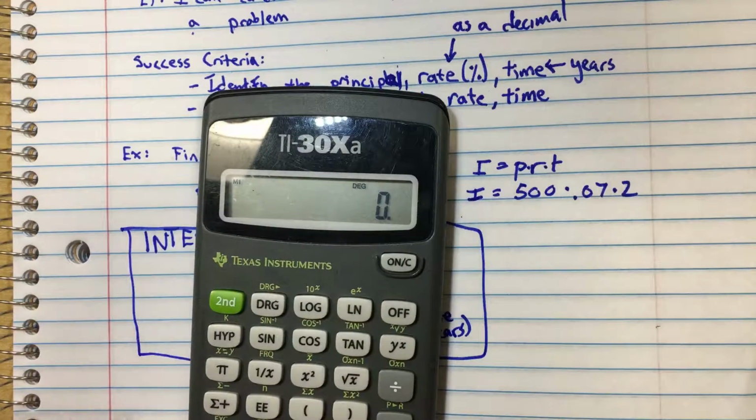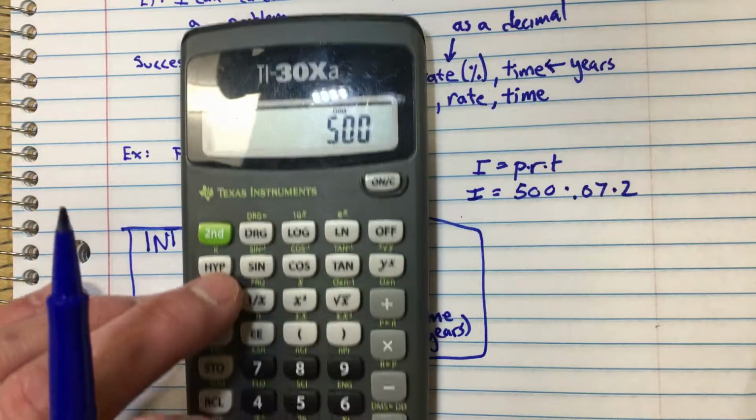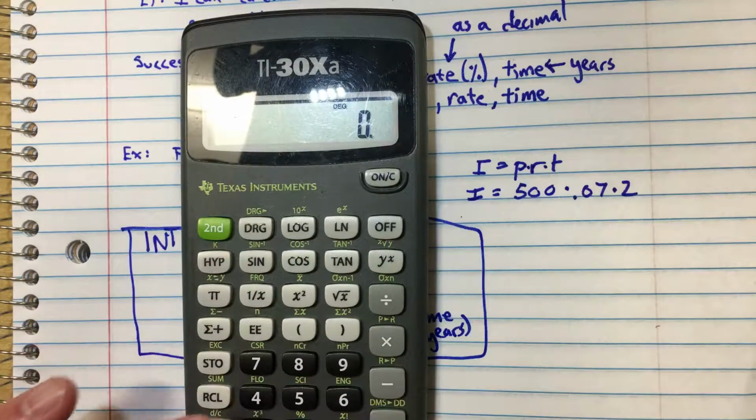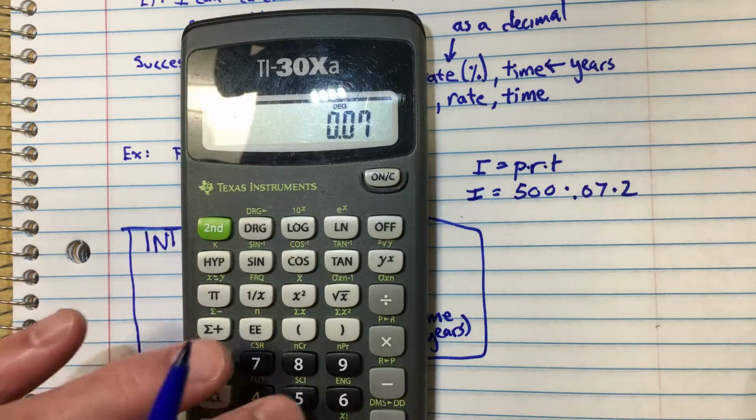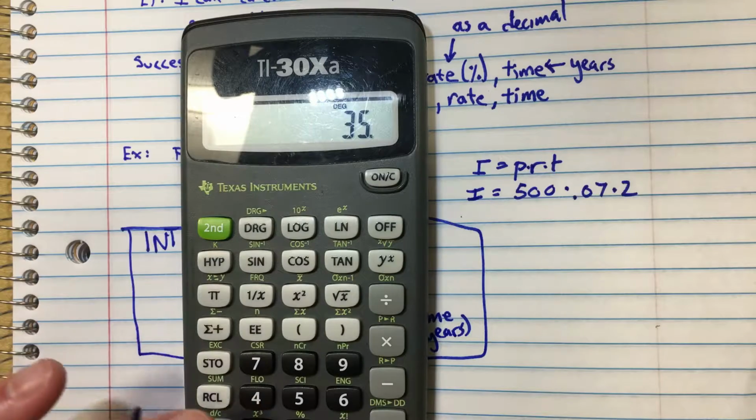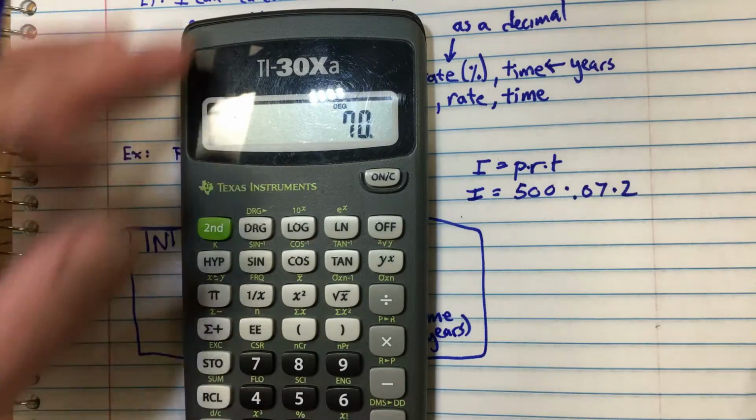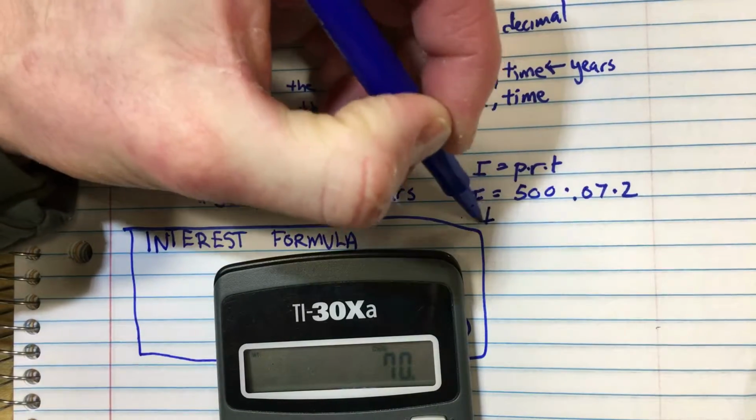So you can see my calculator here, 500. I'm going to multiply it times 0.07 times 2. Great, my answer is 70.